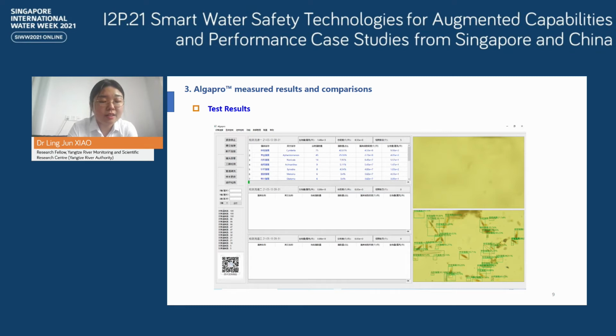We can find the algae name in Chinese, the algae name in English, the algae number currently observed, the percentage of such algae in all algae currently observed, and the algae cell density in the report. On the left is the operation manual. By clicking different buttons, staff can give various orders to the system, including start, pause, tube clean, sample switch, and so on. Next.